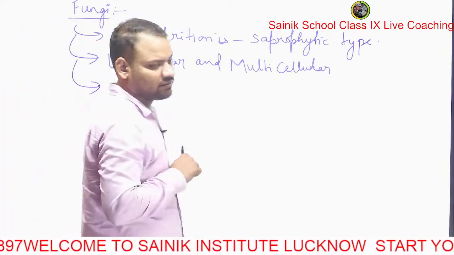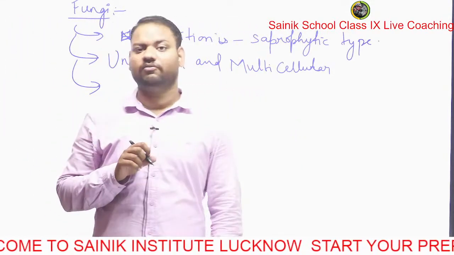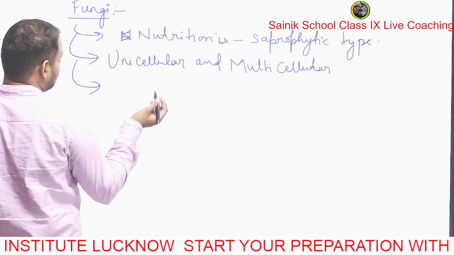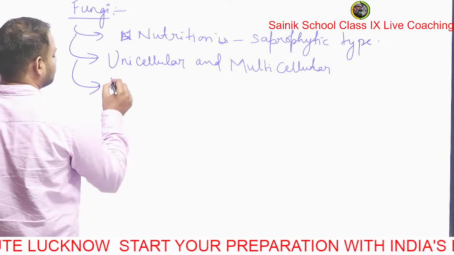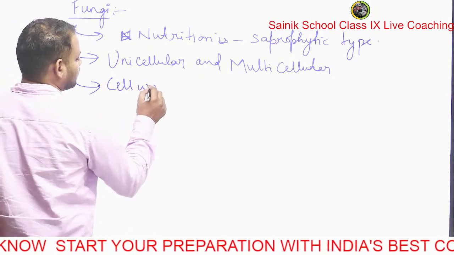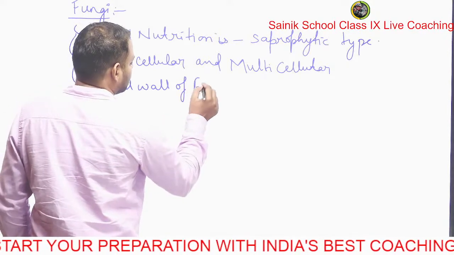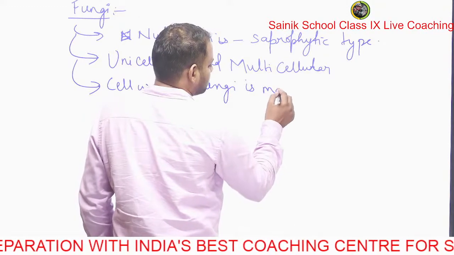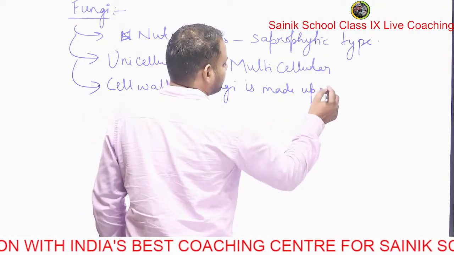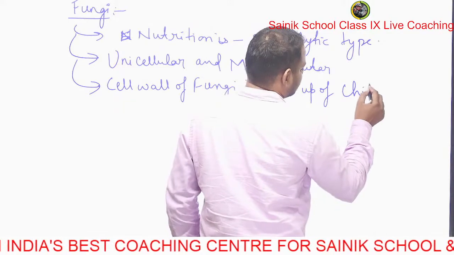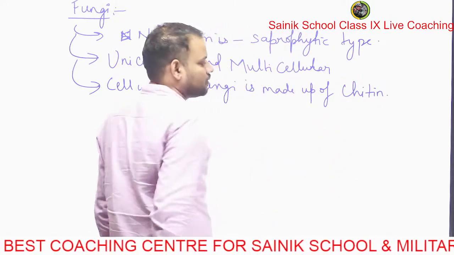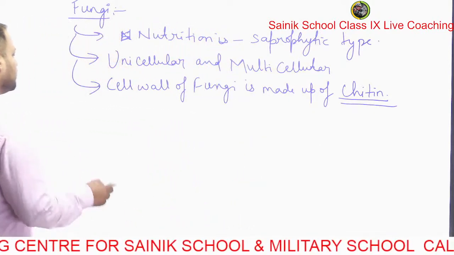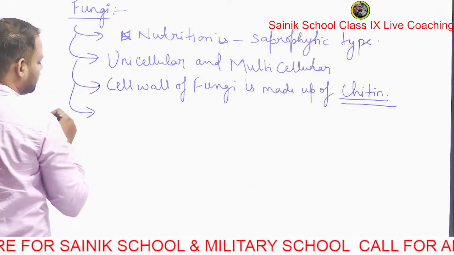If you talk about the cell wall of fungi, it is made up of another type of substance called chitin. Means chitinous cell wall is present in fungi. Cell wall of fungi is made up of chitin. This may be an important point from the exam point of view, that the fungi cell wall is made up of chitin.